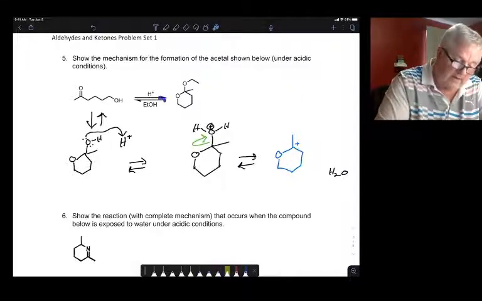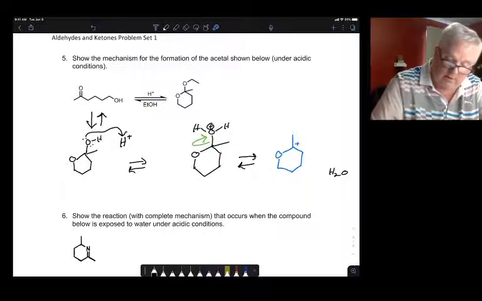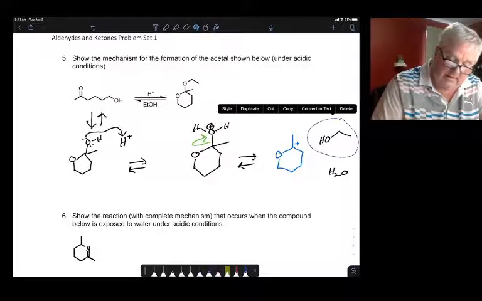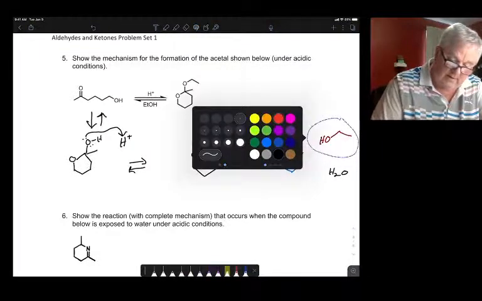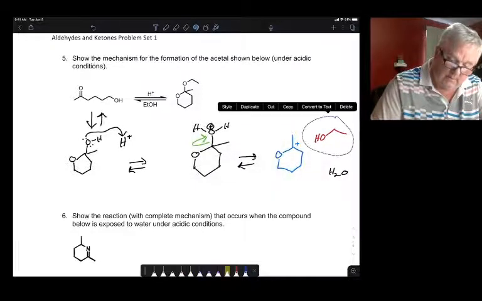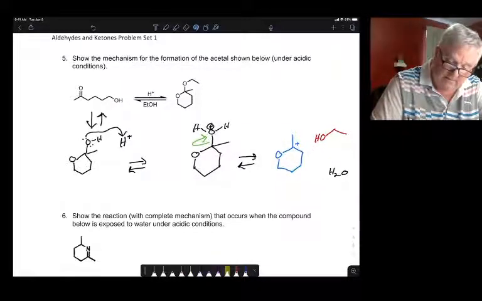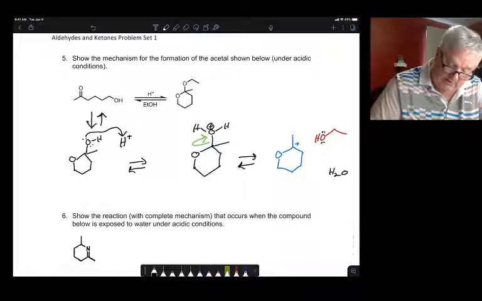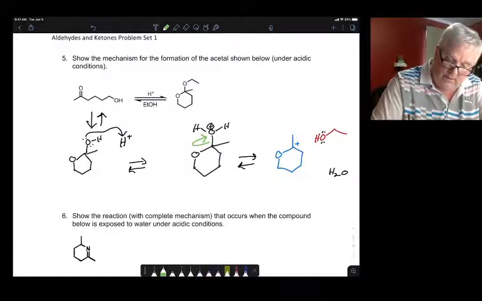So we have to remember that we have ethanol around. So let's put a molecule of ethanol here. There's our molecule of ethanol, and that's going to be our nucleophile, so let's make it red like we like to make our nucleophiles. Okay, and we have a lone pair of electrons on there, and it's just going to be our nucleophile, and we're going to attack that electrophile. We're going to form a carbon-oxygen bond.